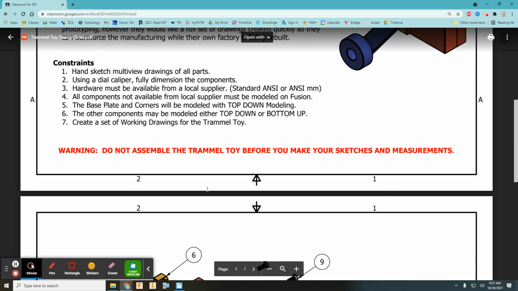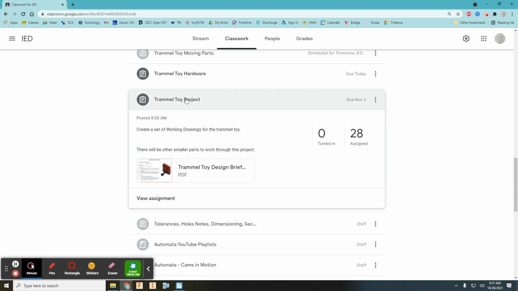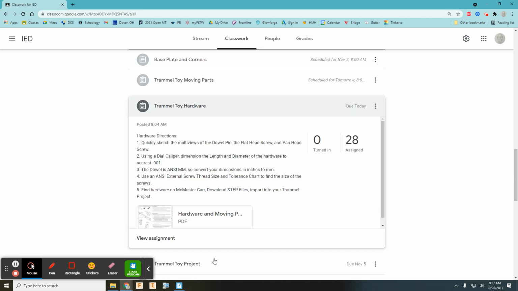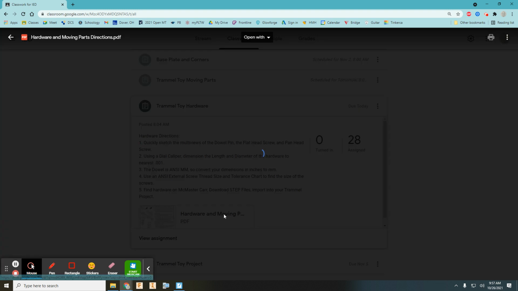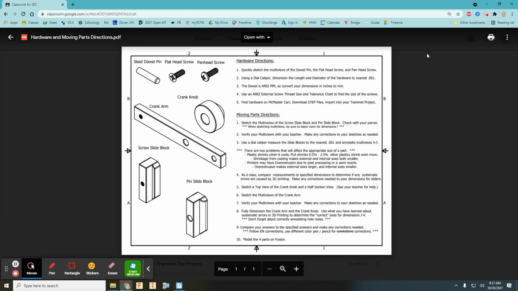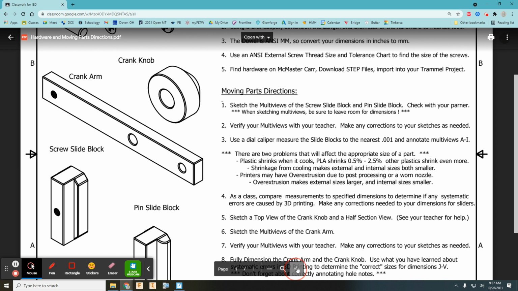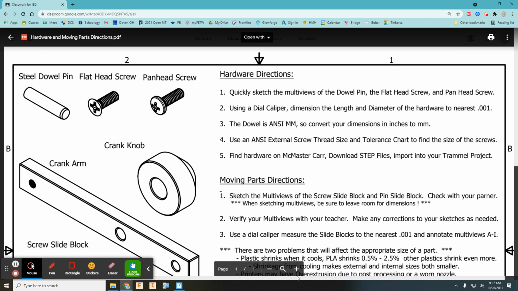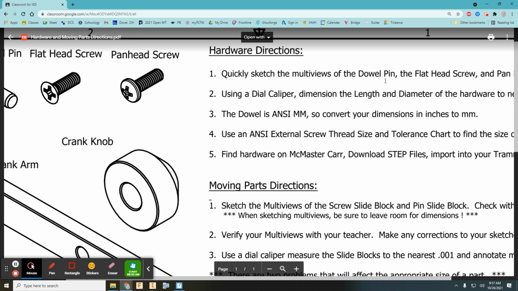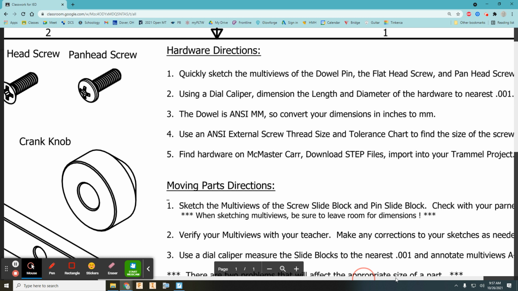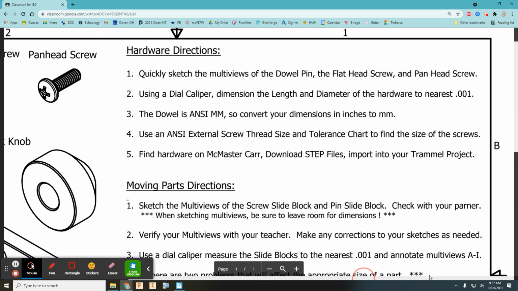Okay. So, this is broken down into steps. First step is Trammel toy hardware and moving parts. But if we look at the hardware, what are we going to do? Quickly sketch multi-views of the dowel pin, the flathead screw, and pan head screw. So we've got 5 minutes. Let's see if we can get a sketch.